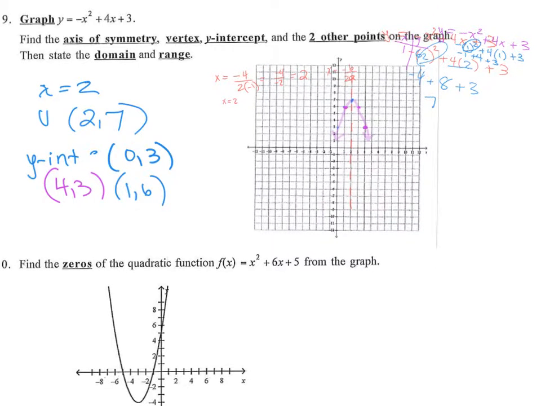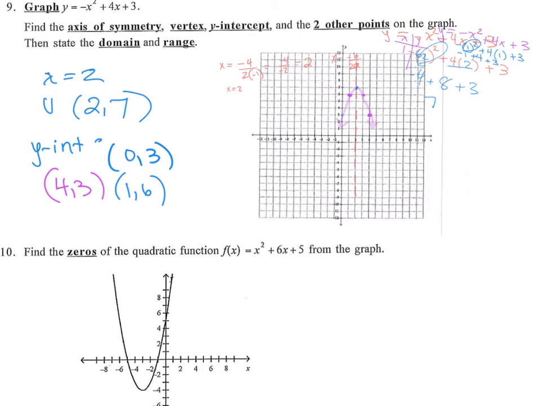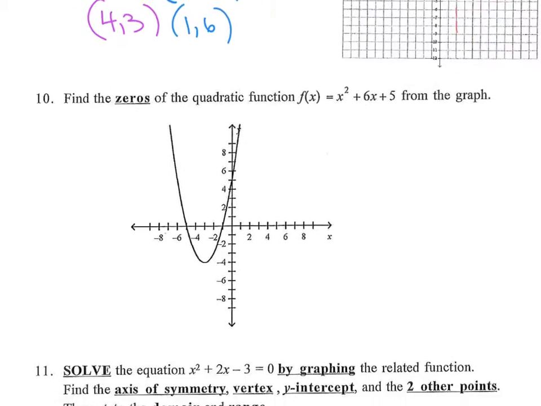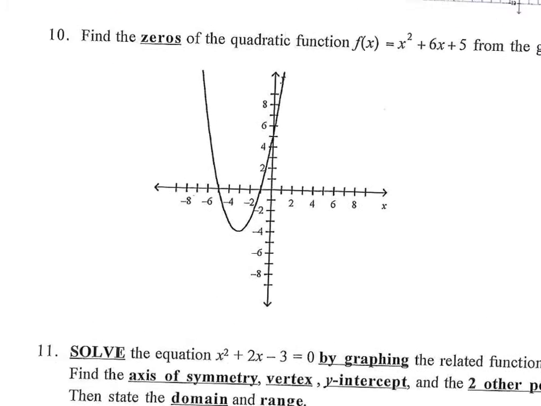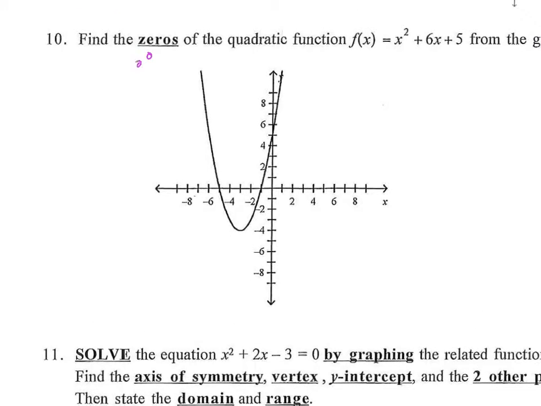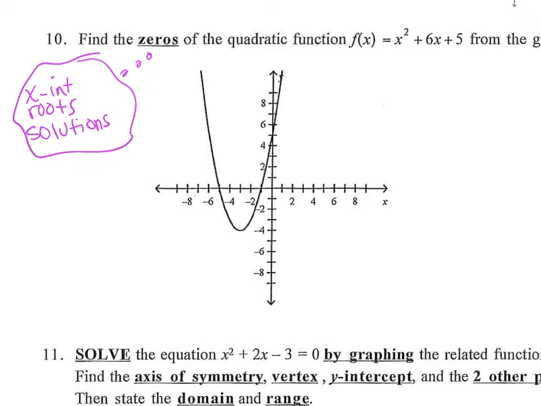Now let's look at the next part. The next question is asking you to find the zeros. Please remember that the zeros of a function are also known as the x-intercepts, the roots, or the solutions. They all mean the same thing. It's asking me basically, where do I cross the x-axis?